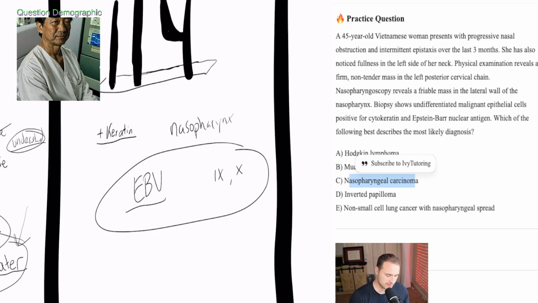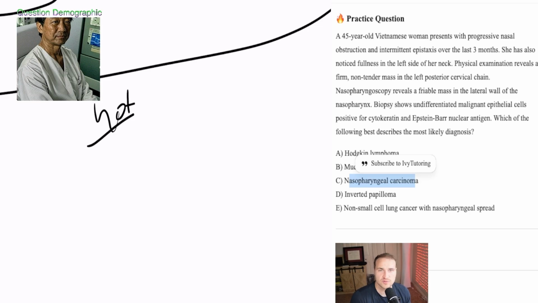Now, let's talk about what this is not, because that's also equally important. This is not diffuse large B-cell lymphoma. While EBV can be associated with diffuse large B-cell lymphoma, especially in immunocompromised patients, it is a lymphoid neoplasm, not an epithelial carcinoma. So this patient has a keratin-positive tumor, and that means it's of epithelial origin, and so it's not going to be a lymphoma. And so it can't be diffuse large B-cell lymphoma. But you should be thinking of large B-cell lymphoma in immunocompromised patients as a lymphoid neoplasm, but not an epithelial carcinoma. That's why it's not diffuse large B-cell.